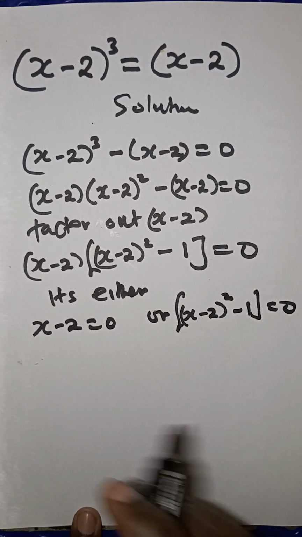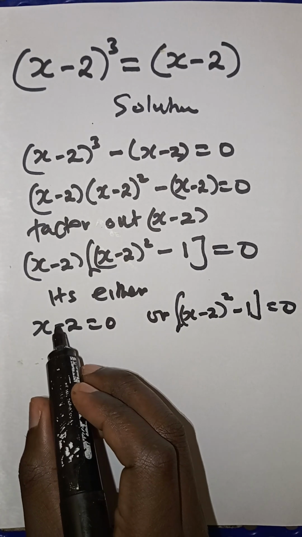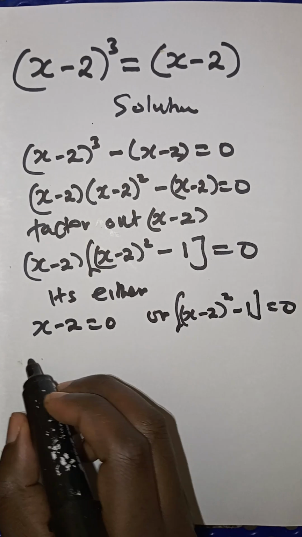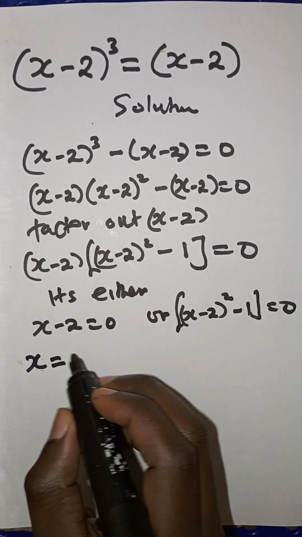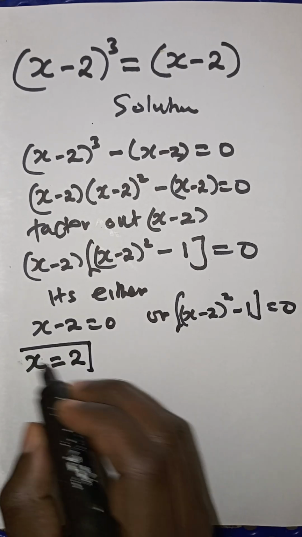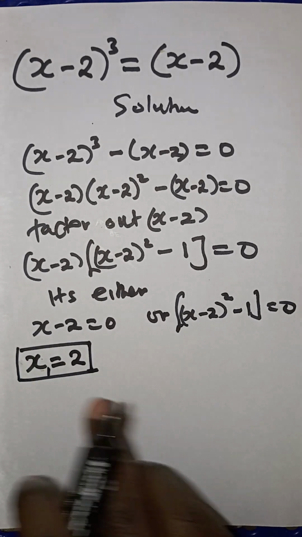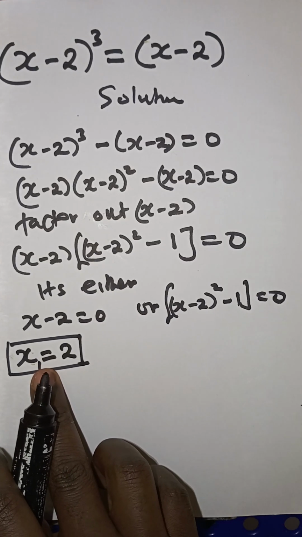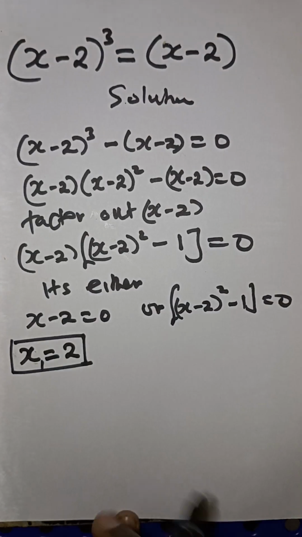Then there we go. Our first solution, I'm going to take x on the other side of negative 2 so that I have x = 2. So I'm going to call this x1 as our first solution for this type of equation.